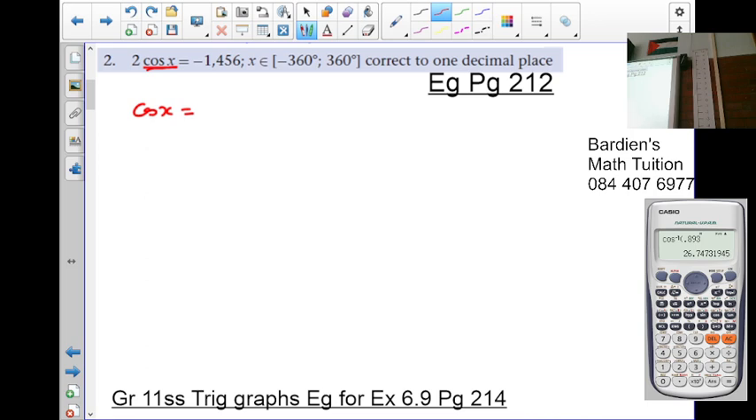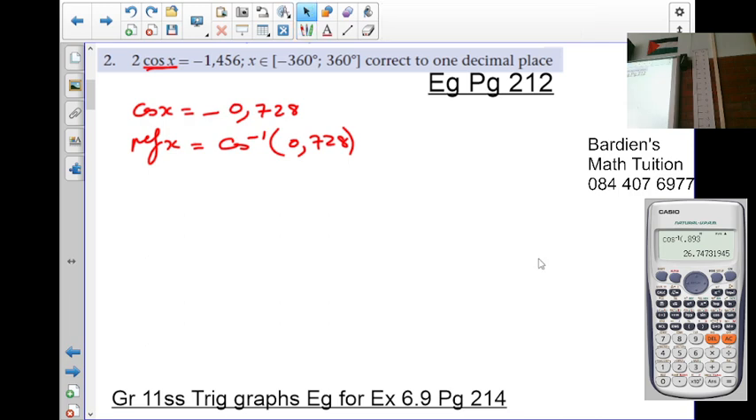Not so? So you put on your calculator negative 1.456 divided by 2. Negative 0.728. So what do we do now? We work out our reference angle. But what do we do? We drop the negative sign, as we have a positive outlook on life. So you say arc cos of 0.728. Work that out. Arc cos of 0.728.